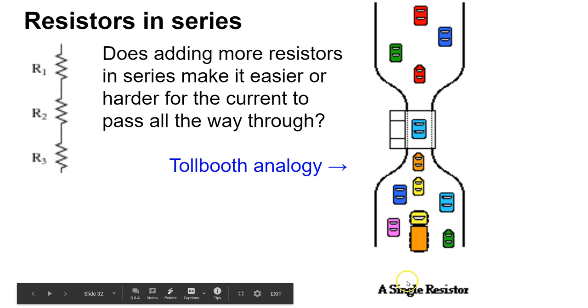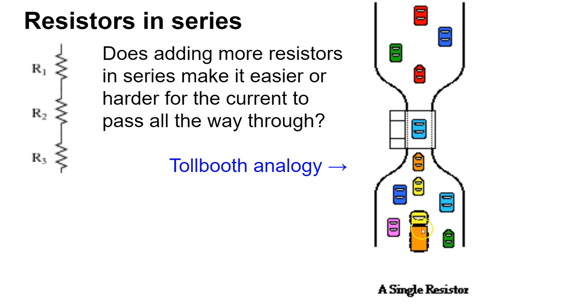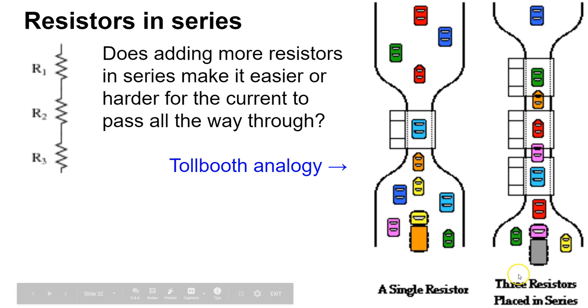So this would be an example of a single resistor where all the traffic gets slowed down to one toll booth. That's like if we had one resistor in a circuit, that's why you have a slow current, because it's kind of like everything's getting pinched off like this. Well, three resistors placed in series ends up looking like this.